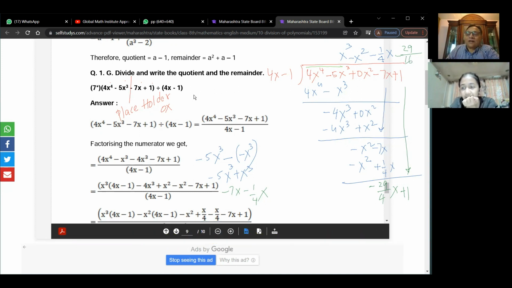16, then you get 4, right? So basically, you have to divide this by 4, correct? How will you get? You do minus 29x over 4, divide this by 4x. So x cancel, you get minus 29 by 16. That is what you get in quotient. You get minus 29 over 4x here, and minus becomes plus 29 over 16, correct?